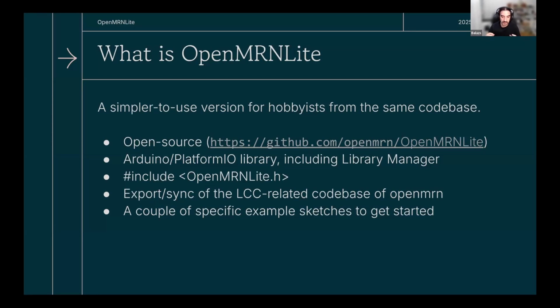As I mentioned, this is a one-to-one export of the code base. So whenever we make a change in OpenMRNLite, we actually make it in OpenMRN. Then we just basically export the code again. I have also added a couple of example sketches to OpenMRNLite, but realistically, a lot of the examples from OpenMRN proper would be pretty reasonable to look at when looking at OpenMRNLite. Obviously, only the hardware interface layer is the big difference.